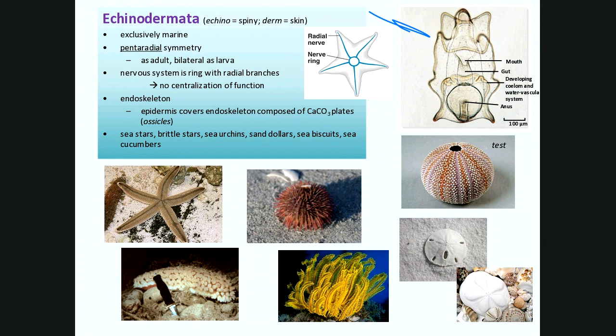This includes all kinds of critters. The sea stars, which you're familiar with, that's a Florida sea star. I didn't have a picture of a brittle star, but we'll look at brittle stars in just a second. Sea urchins and sand dollars. Sea urchin there, sand dollar, sea biscuit. The sea cucumbers. There's another sea urchin there. And another group called the sea pens.